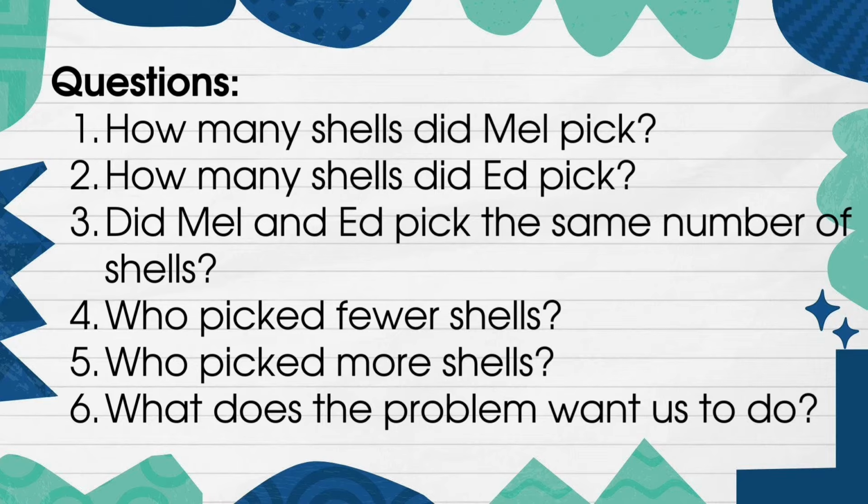Number 2. How many shells did Ed pick? Number 3. Did Mel and Ed pick the same number of shells? Number 4. Who picked fewer shells? Number 5. Who picked more shells? And number 6. What does the problem want us to do?